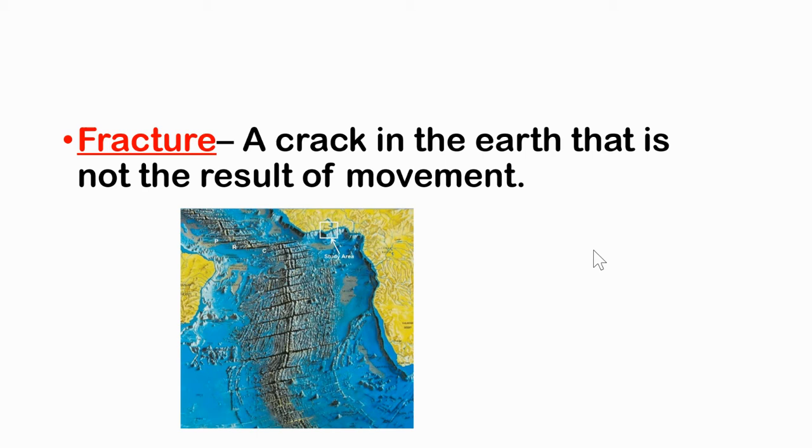A fracture is a crack in the earth that is not the result of movement. So here you see a portion of the Mid-Atlantic Ridge. The Mid-Atlantic Ridge is this giant crack that goes along the Atlantic Ocean. It's not only the Atlantic Ocean, it connects the Earth in multiple places. And so there is some movement where the Mid-Atlantic Ridge is slowly spreading apart through a process we call seafloor spreading. It happens about a centimeter a year currently.